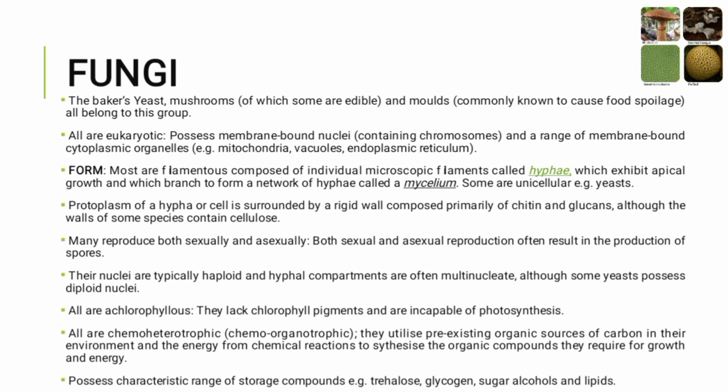And they have filaments called hyphae. Then, of course, you should also know that the cell wall of the fungi is made up of chitin and glucans, and fungi can reproduce both sexually and asexually. So we're going to be looking at the different classification of fungi, their forms, and their modes of reproduction.